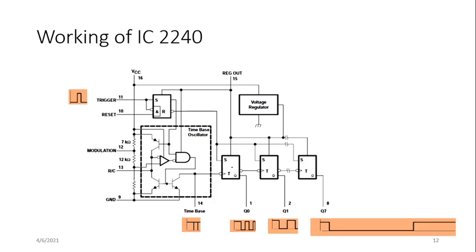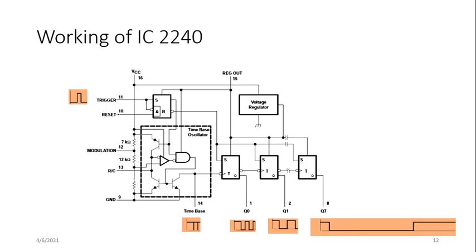Okay, so this consists of binary counter. Actually, you can say that these are the flip-flops present there. Binary counter means the output of the first flip-flop is given as the input to the second one. Then the output of the second is given to the input of third, and so on. And here you are having the RC network which is going to the time-based oscillator, and the time-based oscillator will generate the negative pulses. And this whole thing is controlled by trigger and reset input. Trigger input will start the timing cycle, and reset input will interrupt the timing cycle.